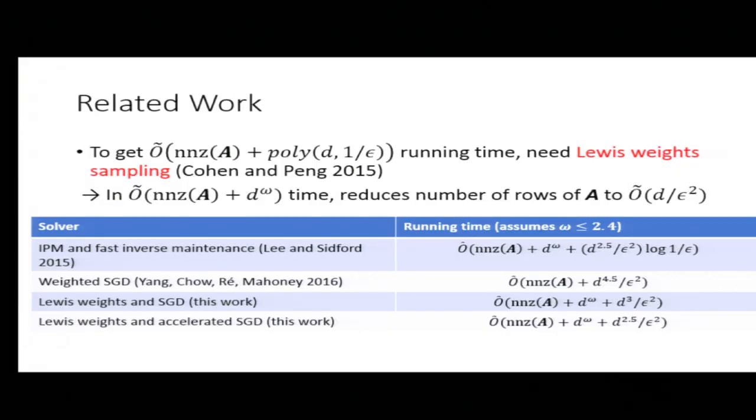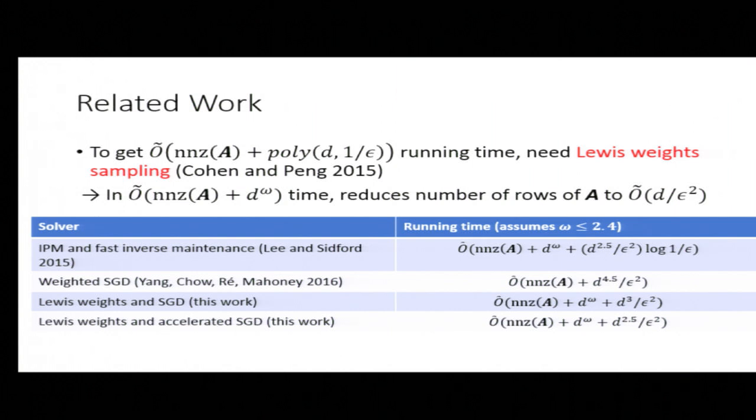So for this work, we also use Lewis weights, but we add some extra preprocessing steps, so we call this whole thing Lewis weights preconditioning. And then after our preconditioning step and initialization, if you just apply basic vanilla stochastic gradient descent, you can get running times of nnz plus d cubed over epsilon squared. And if you use some tricks and accelerated stochastic gradient descent, you can get d to the 2.5 over epsilon squared. So the takeaway of this is that we improved SGD-based methods by d squared and match the best interior point methods.